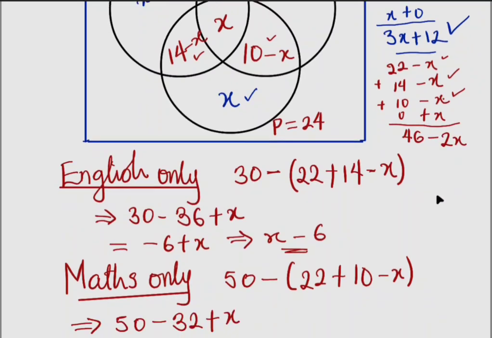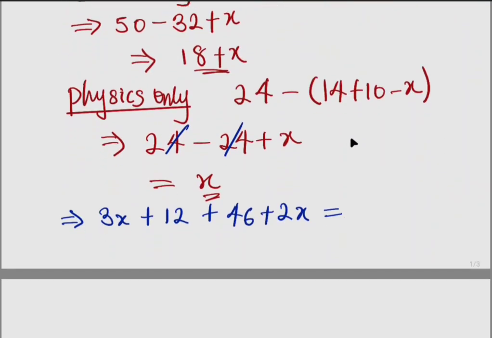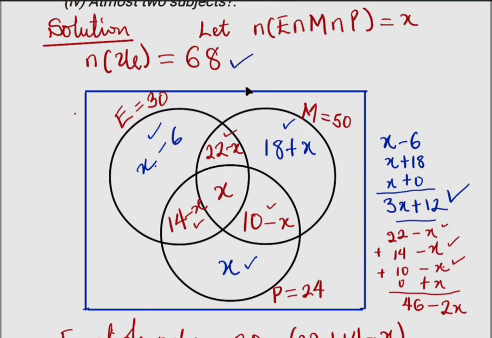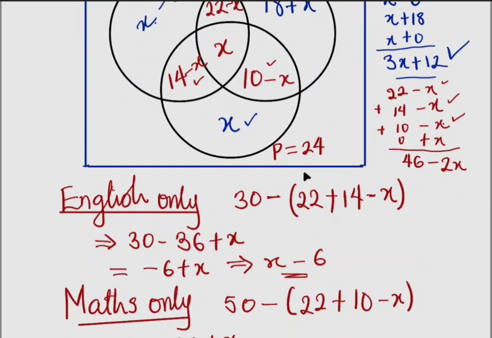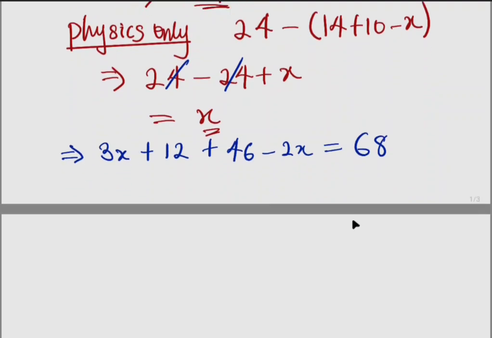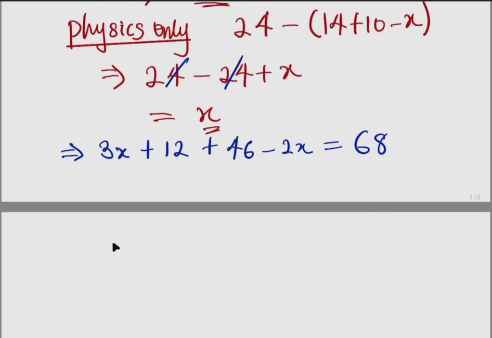So ensure we are careful about that, so that we will not write the wrong value. So that will be minus 2x. Then everything must be equal to the universal set, the number of the universal set, which is 68. So you can easily simplify and solve for the value of x in this simple linear equation.